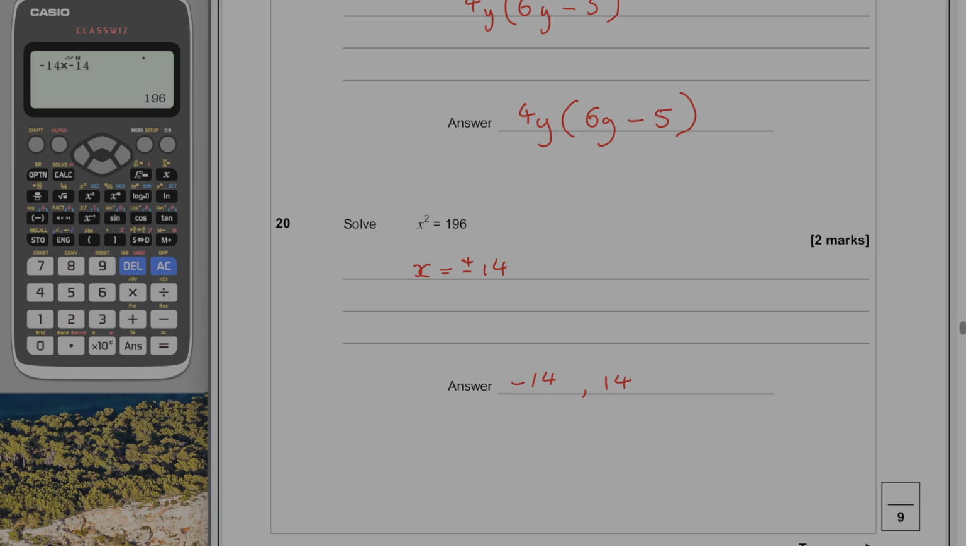What does the mark scheme say? So if you've only got 14, you can get one of the two marks, I think. Yeah, B1.